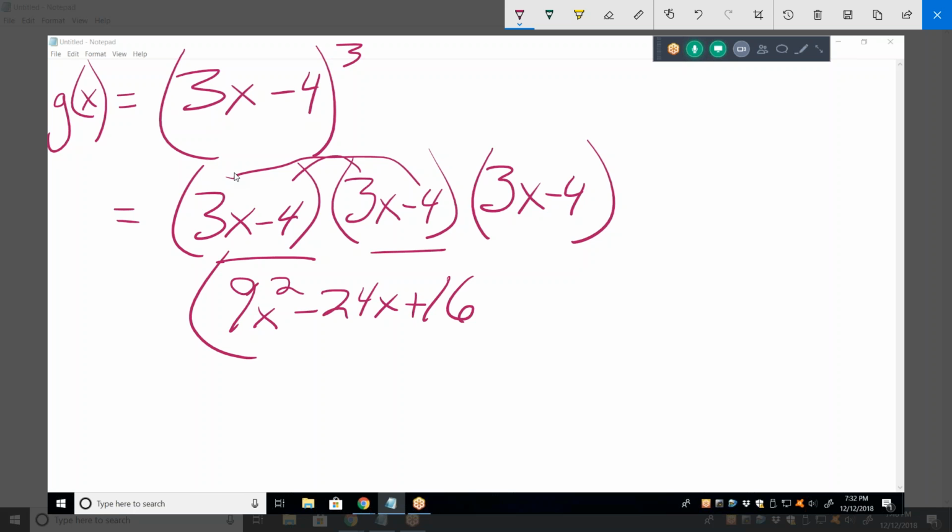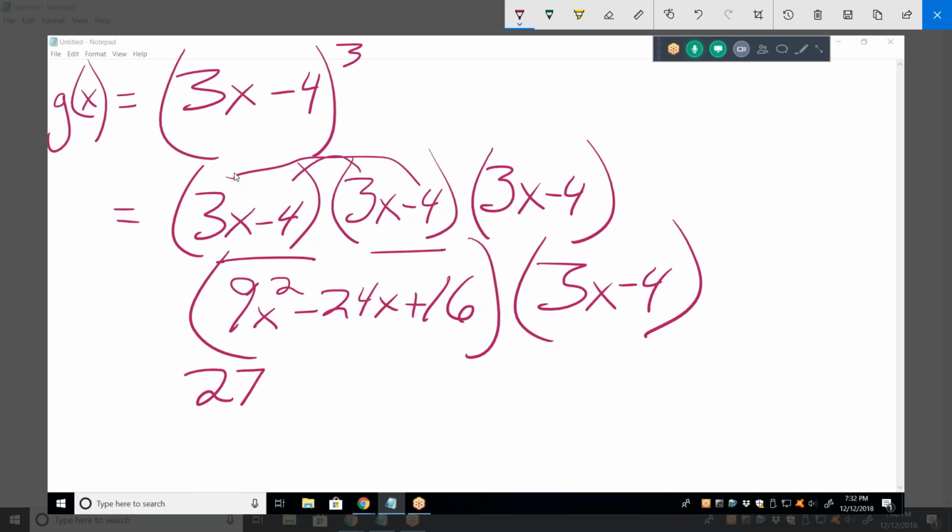So now we have that times that. And now FOIL doesn't work, but ET does. So go. I'll start writing. Okay, so that would be 27x cubed minus 72x squared.